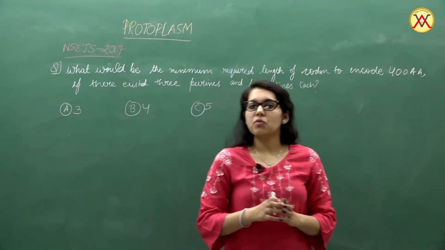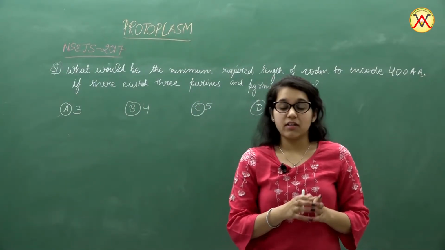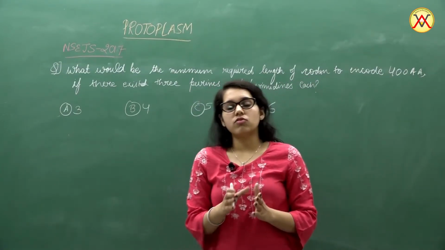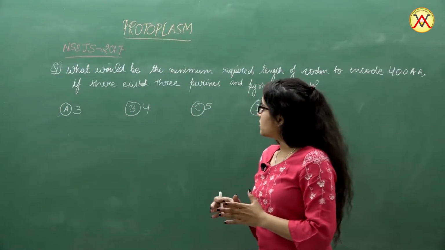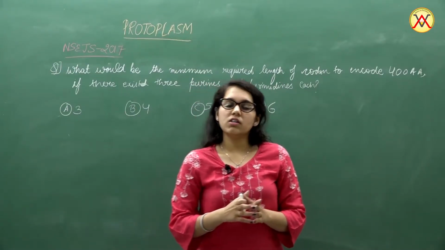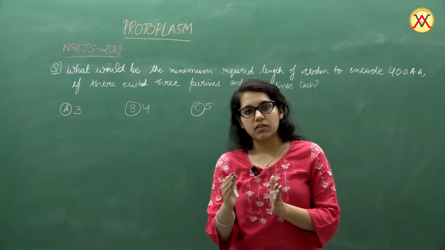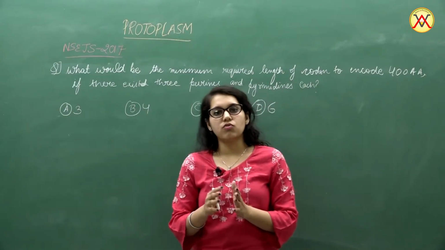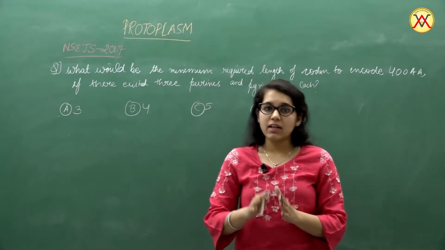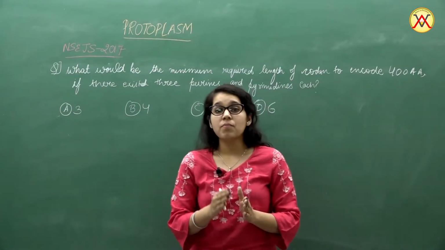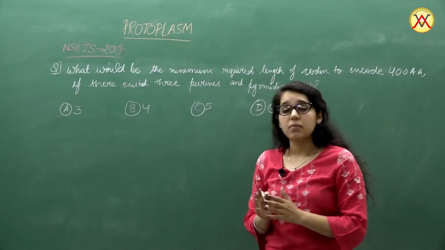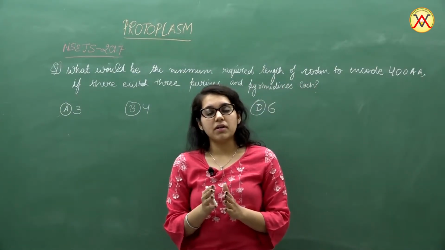So now the next question from the year 2017 IJSO related to protoplasm is: what would be the minimum required length of codon to code for 400 amino acids if the condition is that there exist 3 purines and 3 pyrimidines each in number? So overall they are trying to ask what will be the triplet, that is, we were having the triplet codon to code for the 20 amino acids. But now they are saying that, for example, we have 400 amino acids, and in that, one more condition they have stated is that we have a total of 6 purines and pyrimidines, that is 3 purines and 3 pyrimidines each in number. So the total number of purines and pyrimidines is 6.